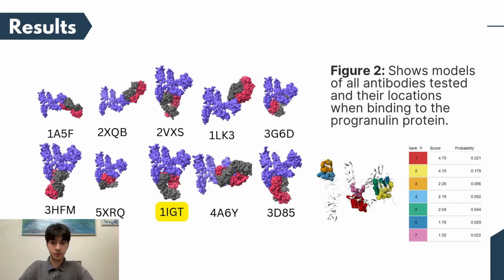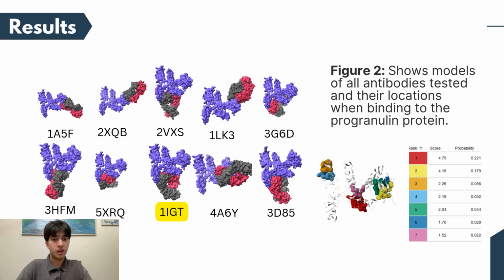Now moving on to our results. As you can see here, this is labeled figure 2, and figure 2 basically depicts all of the antibody and progranulin docked or bonded complexes. As you can see, 1IGT is highlighted yellow because it's the winner, and it binds to the most optimal binding site on progranulin.